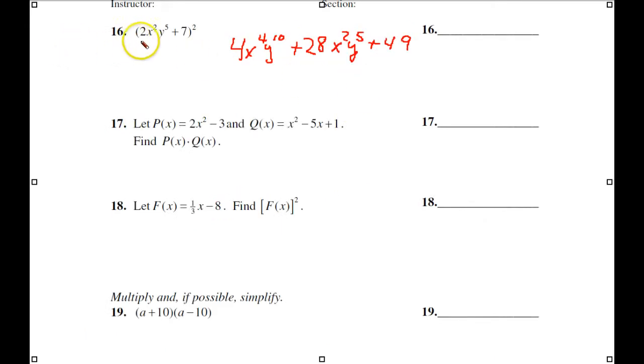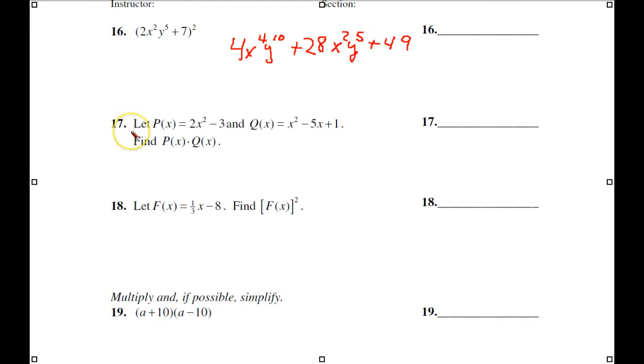Again, this one's a binomial that we're going to square. So we're going to square this first term. Squaring 2 gives me a 4. And then this becomes a 4, and this becomes a 10. Going to multiply the 2 times 7, get 14, double it. That gives me the 28. And notice we have a plus for our middle term. And then this part stays the same. X squared 5y, or y to the 5th, I should say. Then we're going to square the 7, and we get a 49.